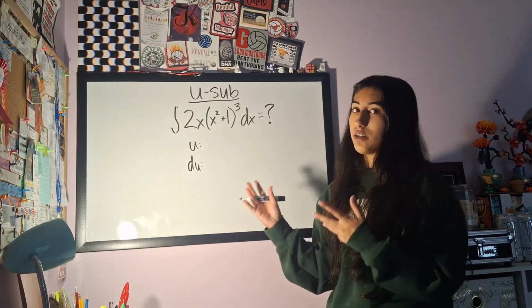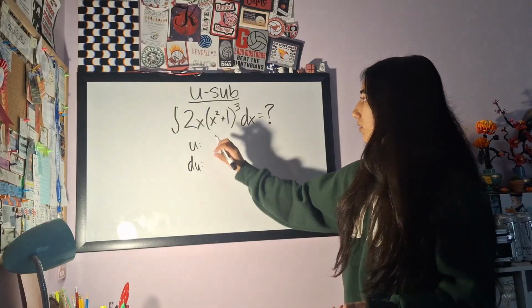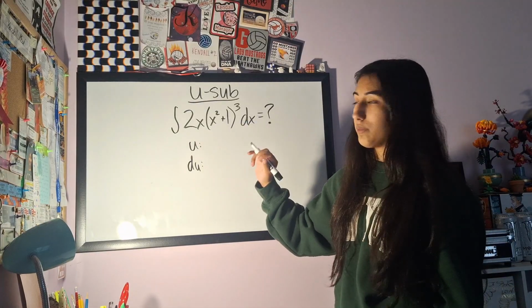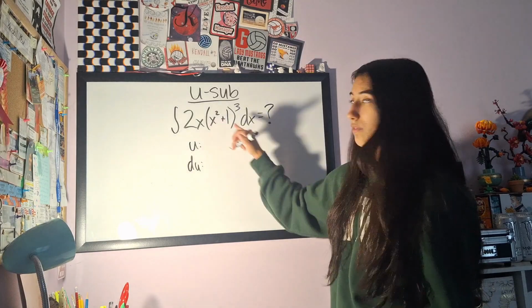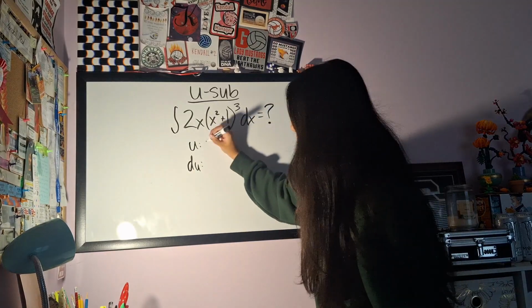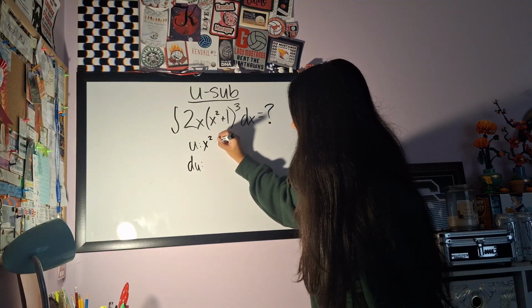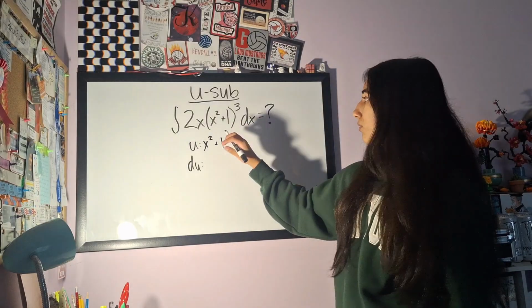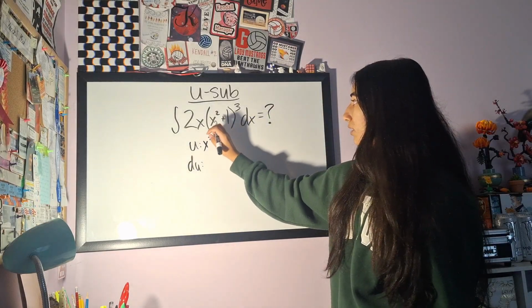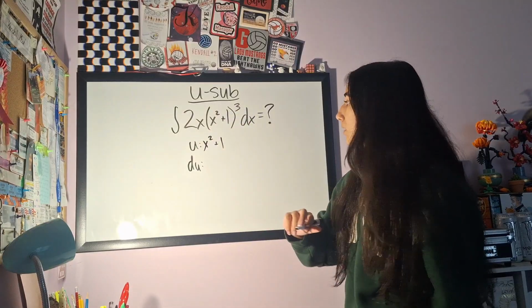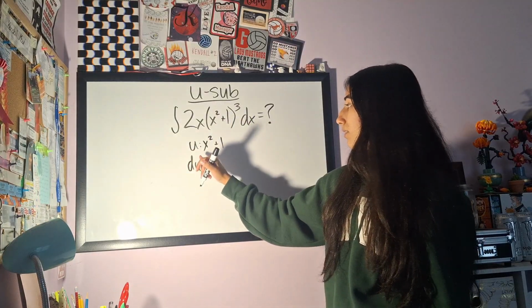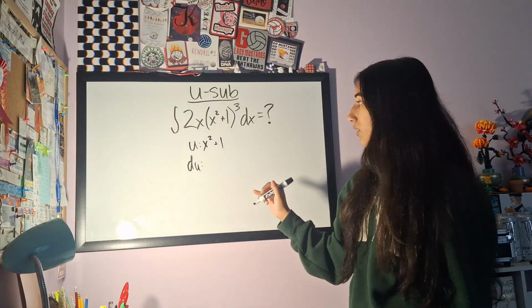So you can kind of already see it here, but we're going to take this part as our u because we are able to take the derivative of the x squared. So write that down here. We've got our x squared plus 1. And as I said earlier, we are only focused on the part inside of the parentheses. So we are going to now take the derivative of the u.